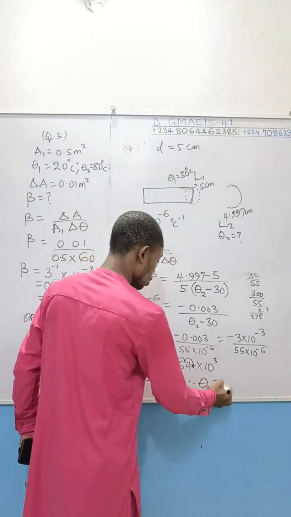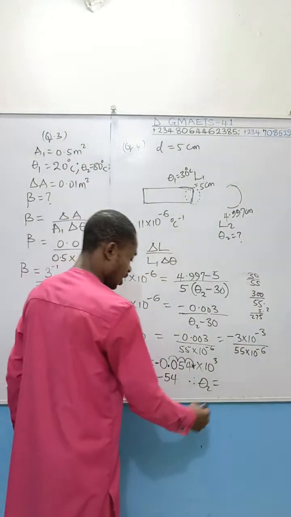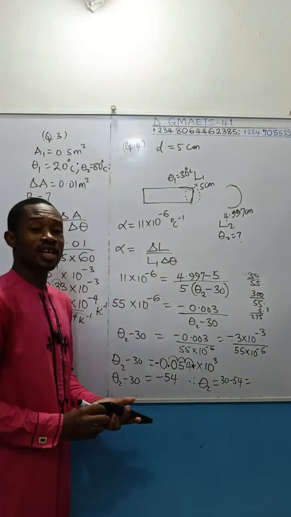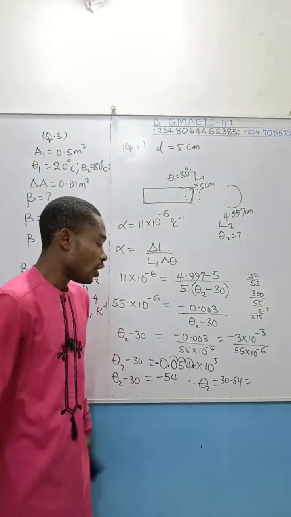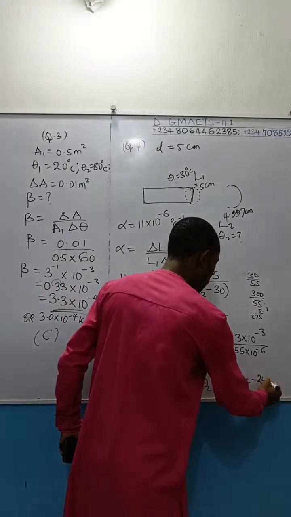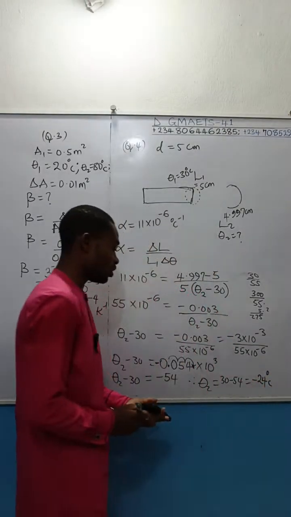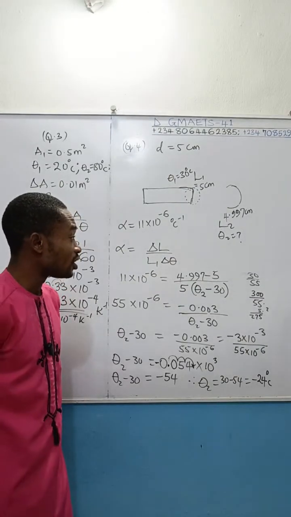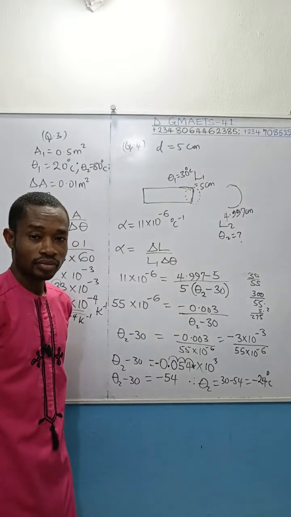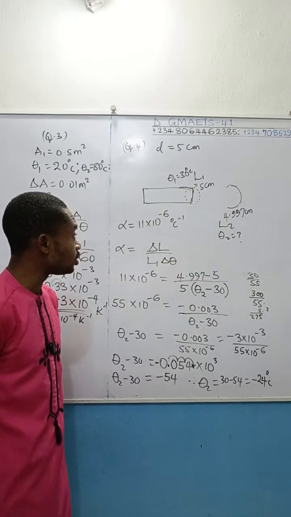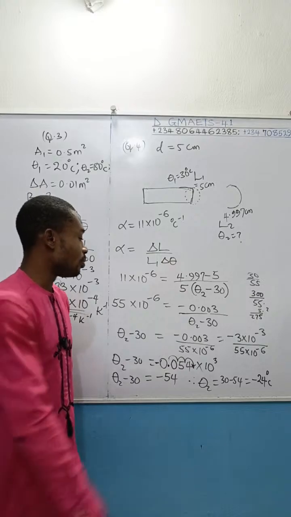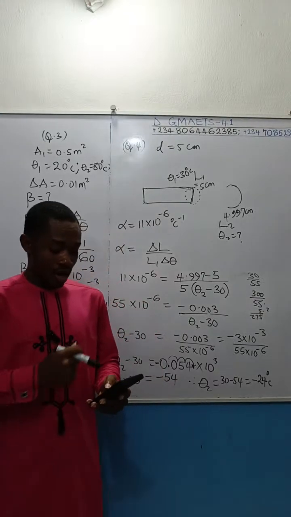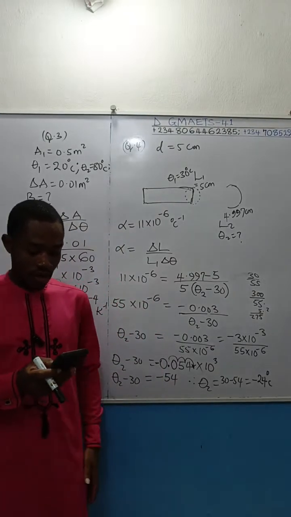Therefore, theta 2 will be equal to, this 30 will go over there, and then you have 30 minus 54. 30 minus 54 is the same as 54 minus 30, which is 24. So this is negative 24 degrees centigrade. The final temperature is going to be negative 24 degrees centigrade. That's going to be the final temperature of this guy. All right, we are done solving this.